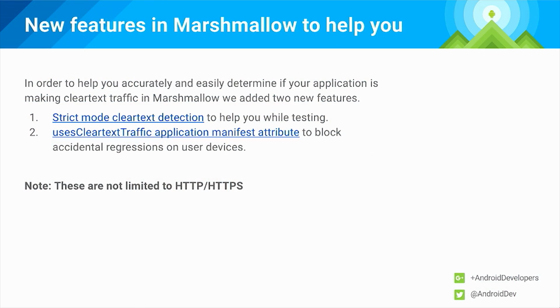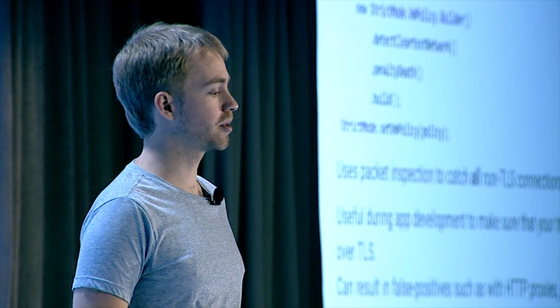So in Marshmallow, we added a couple of features to help you both in development time and actually released on devices. So the first thing we have is some new StrictMode detection for clear text traffic. So while you're developing, you can detect stuff. And also a manifest flag that lets you specify whether or not you plan to use clear text. And these are not just for HTTP, HTTPS. This is for anything.